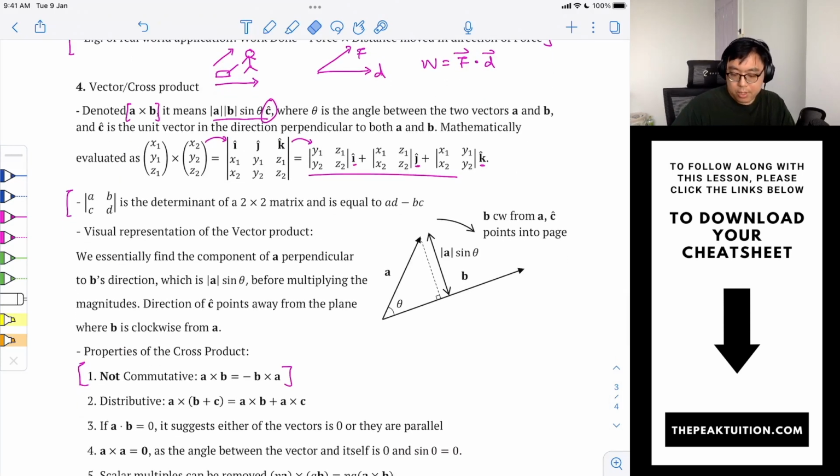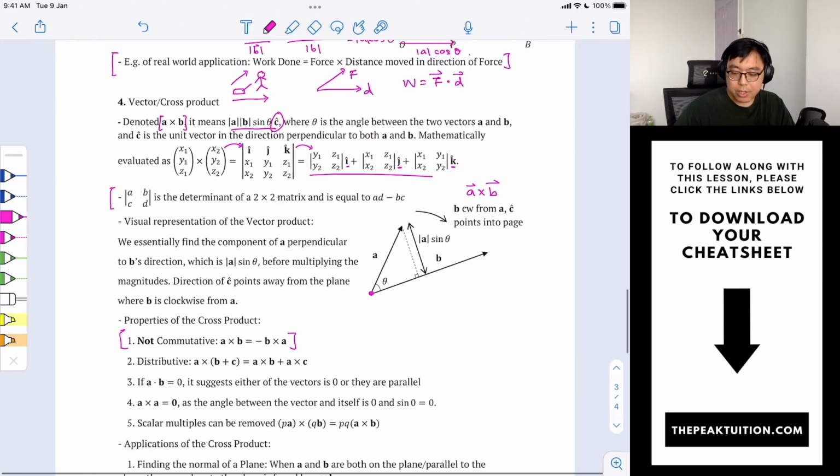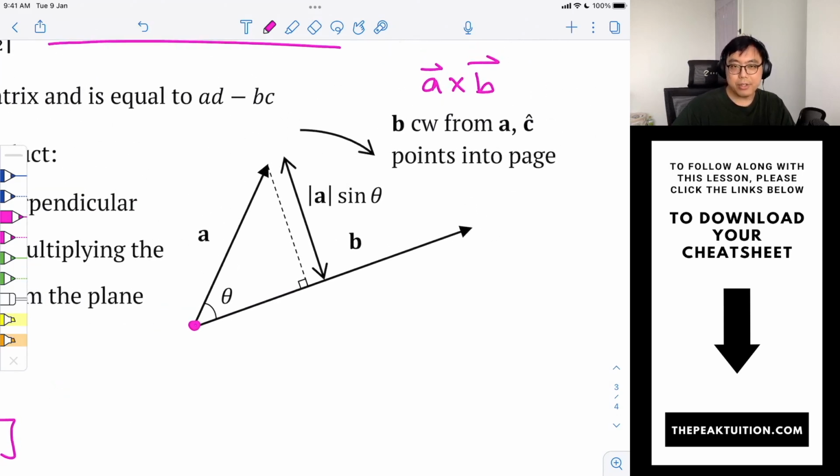A visual representation of the vector product can be seen here. Notice that here when we do A cross B, we are taking it as A must be clockwise from B, and the resulting C points inwards. Okay, so this is just a convention. We need to be particular about it, because if it's B cross A, it will be pointing out of the page.